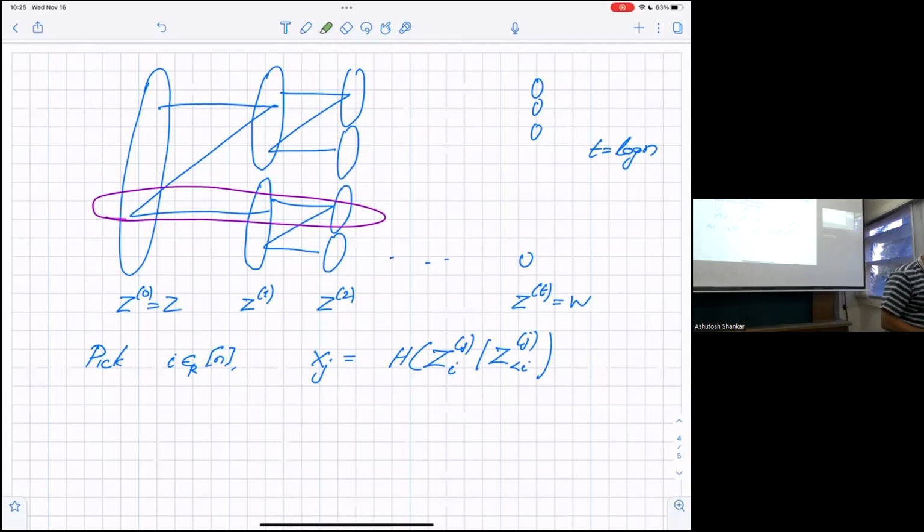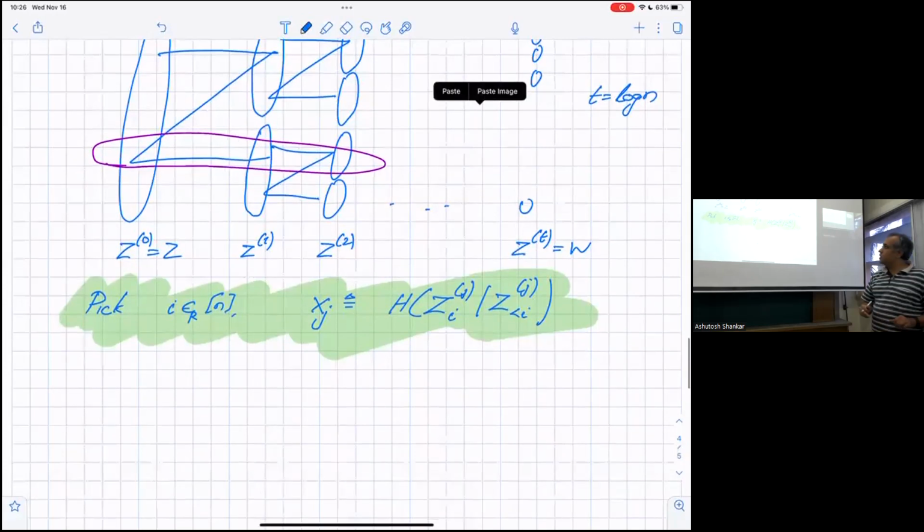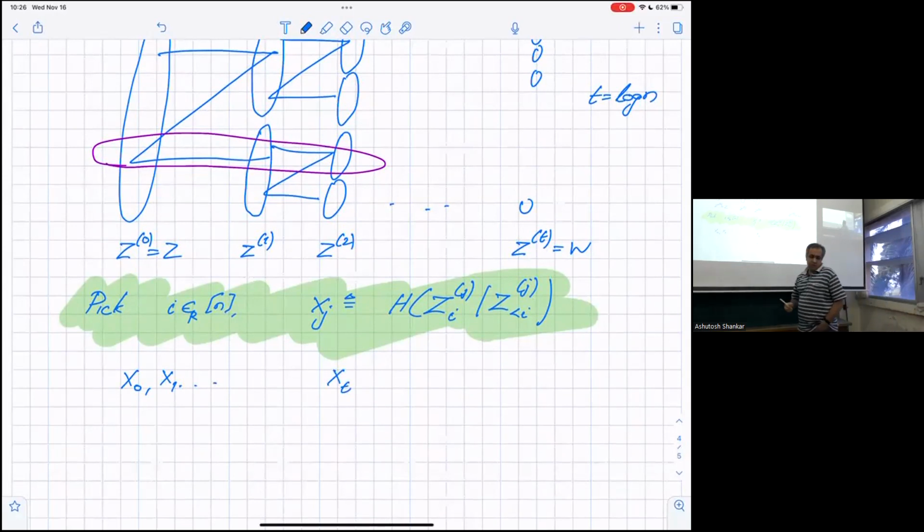Let's keep this definition in our hand. And let's look at the sequence of random variables. We have X0, X1, all the way up to XT. This sequence of random variables is what we now call Arikan's martingale. You can see why it's a martingale.